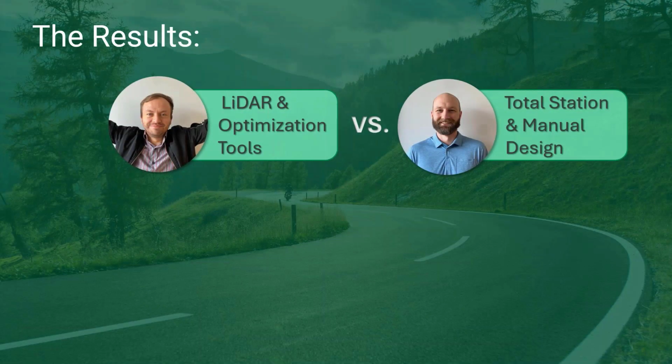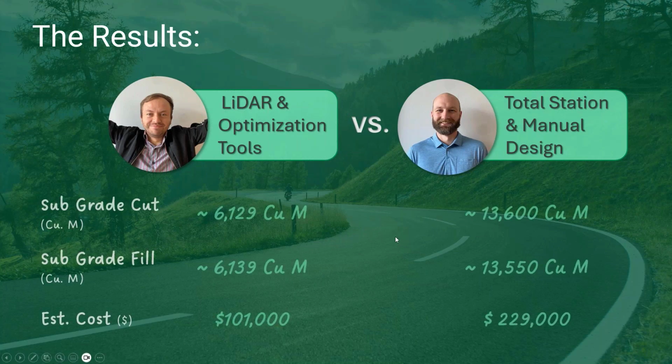Awesome. Thanks, Matt. Hopefully you enjoyed our little battle between our webinar hosts. So just to recap the results, if you weren't paying super close attention, I attempted to add these really quickly to my PowerPoint as we went, but Diego designed an alignment using the optimization tools with roughly half of the earthwork materials. So around 6,000 cubic meters of cut and fill. Similarly, with cost, he's a little bit less than half of Matt's cost.